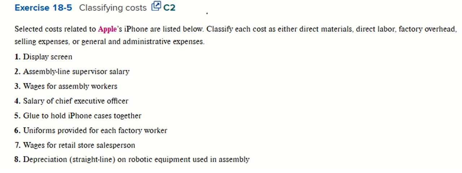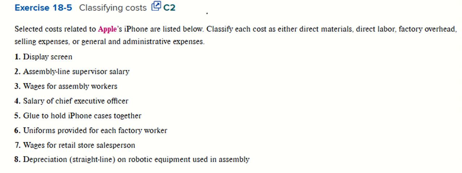All right, practice problem number 3 for chapter 18. So this exercise is in regards to classifying costs. It says here the selected costs, numbers 1 through 8 on the screen, are related to Apple's iPhone. If you have an iPhone, these are the costs associated with producing it. We have to classify each one as direct materials, direct labor, factory overhead, selling expenses, or general and administrative expenses.